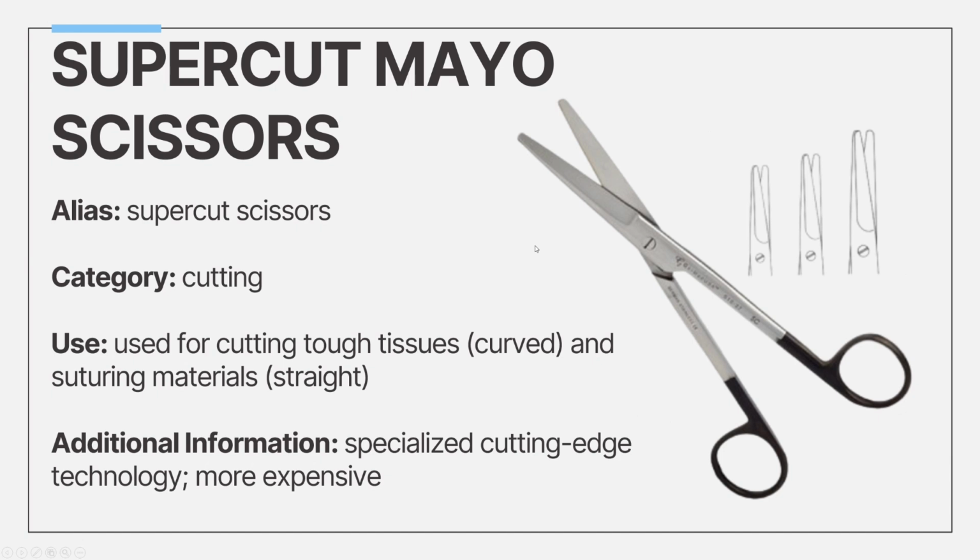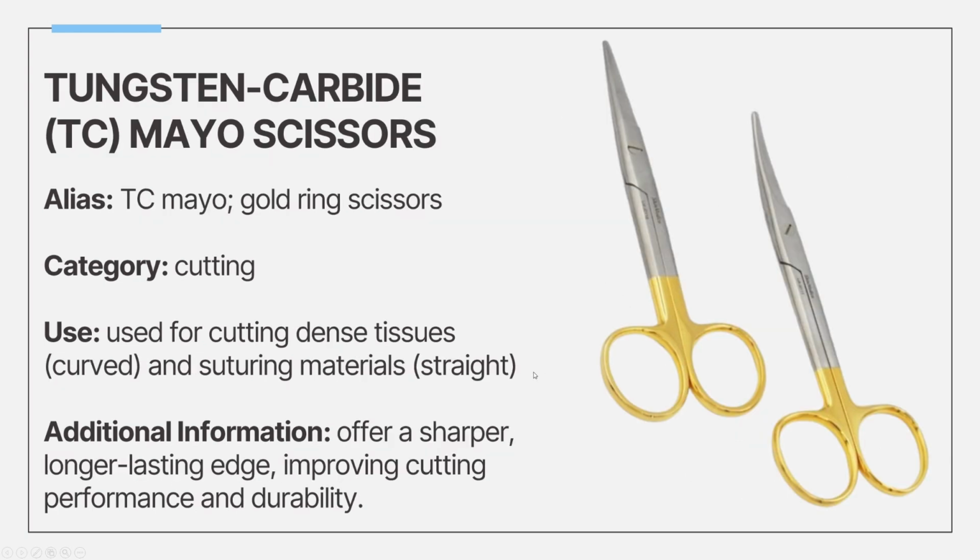And then we have supercut Mayo scissors, which I've already gone over. Any black handled scissors are supercut, and they're used for cutting tougher tissues or suturing materials. And of course, because they are supercut, they're much more expensive than regular stainless steel scissors. And we have tungsten carbide Mayo scissors, so we have a straight one here and a curved one here. And as you know, straight is used more for suturing, while the curved one is used more for cutting tissues.